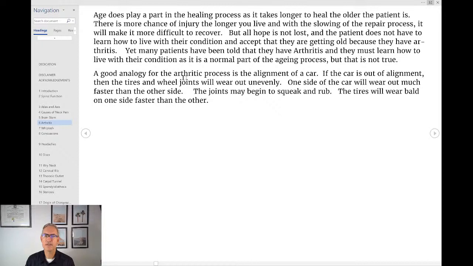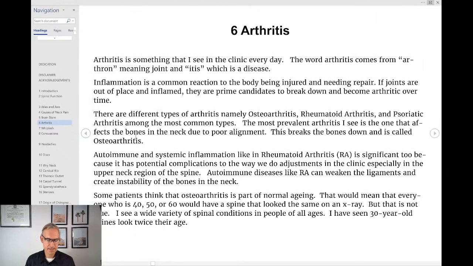A good analogy for the arthritic process is the alignment of a car. If the car is out of alignment, the tires and the wheel joints will wear out unevenly, and one side of the car will start to wear out much faster than the other. The joints may begin to squeak and rub, and the tires will wear bald on one side faster than the other. So that's a good analogy for arthritis and what we see in the clinic.